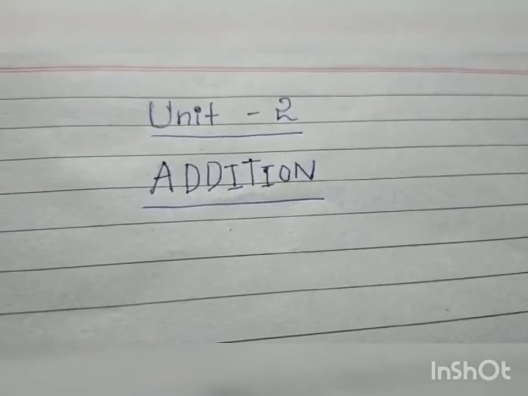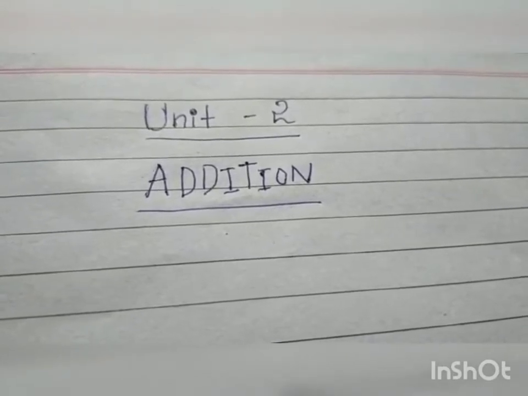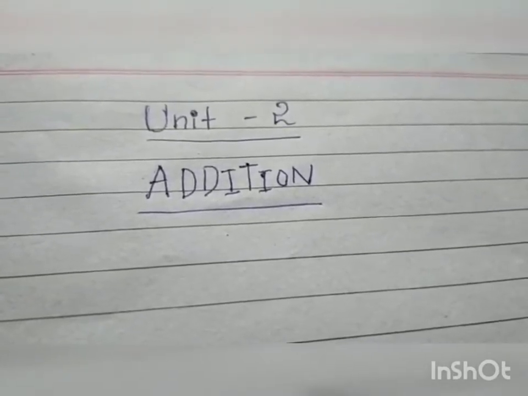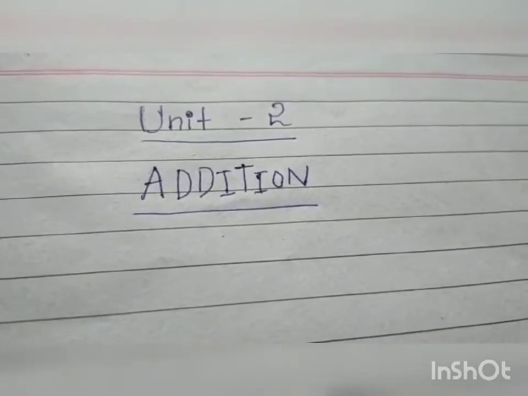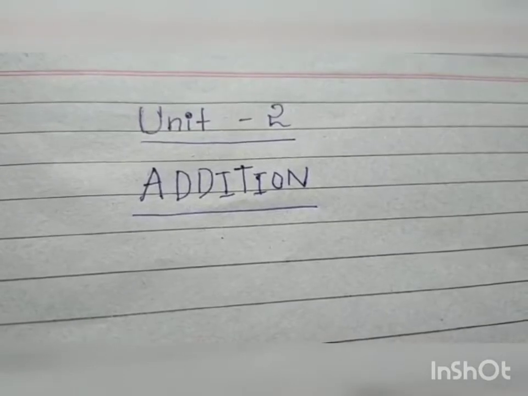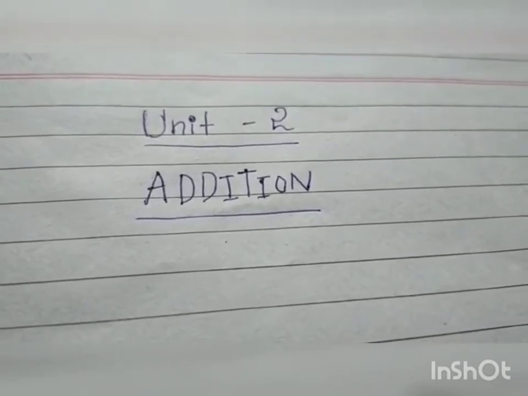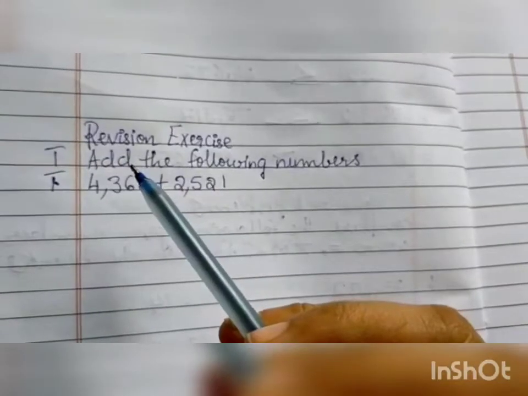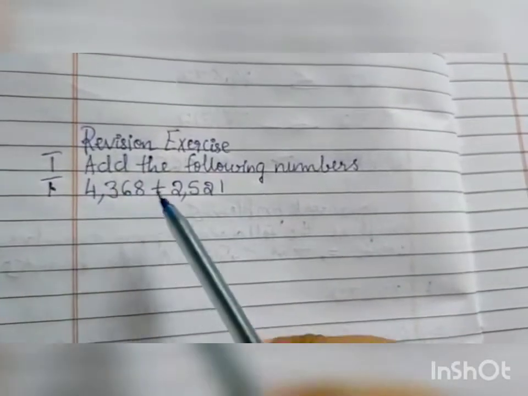After studying this unit, you can add the given 5-digit numbers without carrying, add the given 5-digit numbers with carrying, and solve verbal problems based on addition of 5-digit numbers. Let us recall what we have learnt about addition of 2 or more 4-digit numbers. Now, let us start with the revision exercise. Roman number 1, add the following numbers.